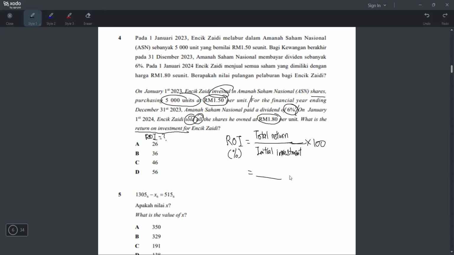All right. So what will be the total return for this guy? Okay, first of all, we need to find out our initial investment first. So remember just now they say he spent how much?